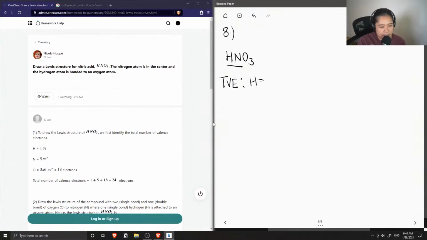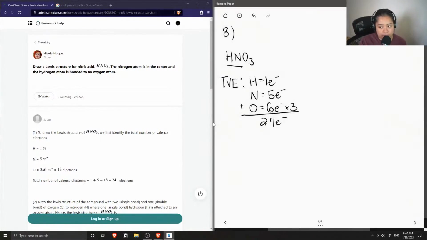So hydrogen contains 1 valence electron. Nitrogen has 5. Oxygen has 6. And we have 3 oxygen atoms, so we multiply this by 3. And when we add the values all up, we end up getting 24 valence electrons.